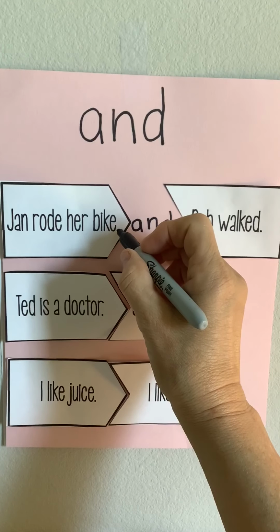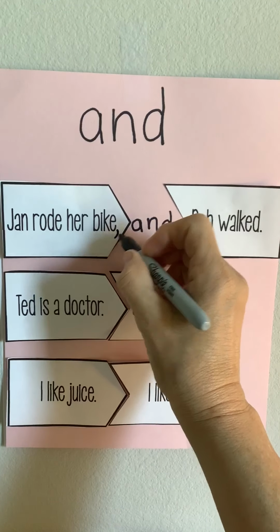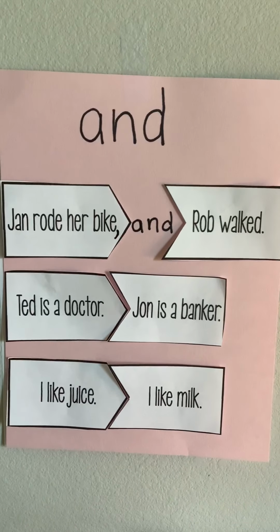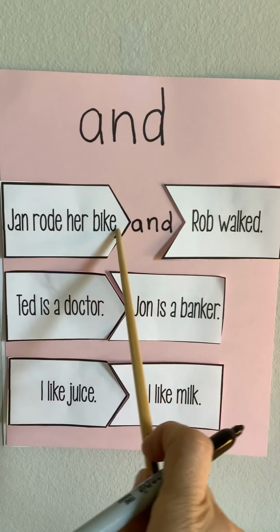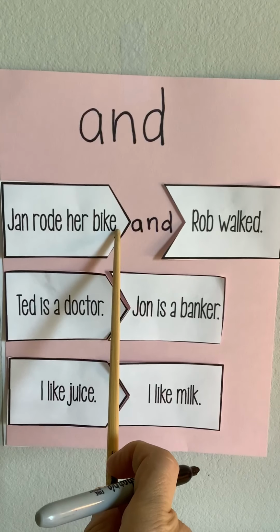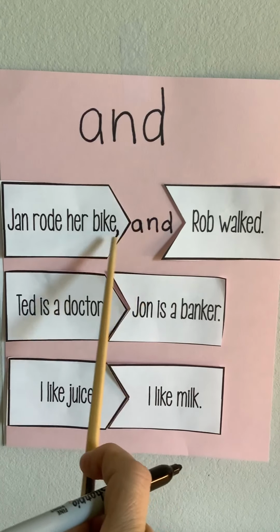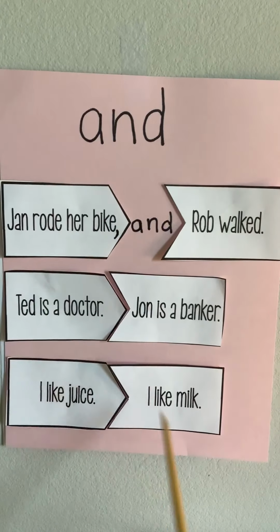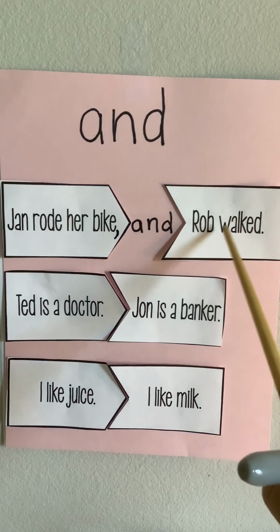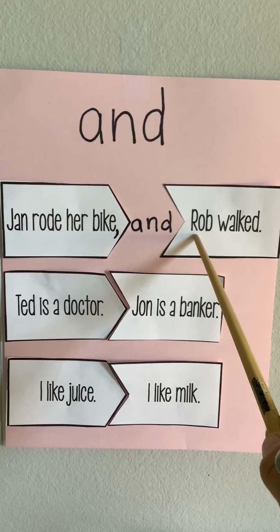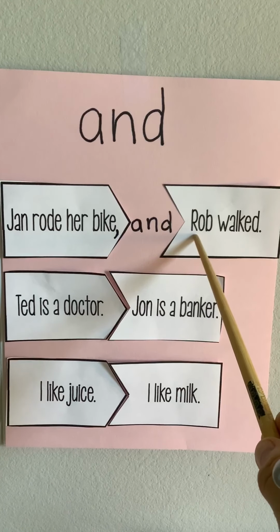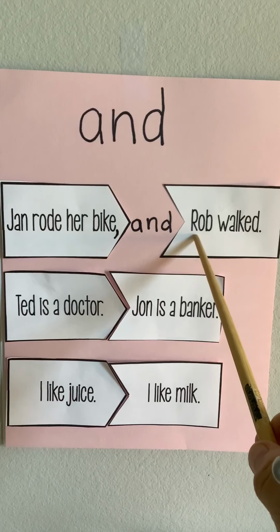Now, when you're using the word and, if you want to just take the period out, you can. Jan rode her bike and Rob walked. But if you want to use a comma, you can. Usually you just use a comma if you're listing 2 or more things. Okay, now what about the word Rob? Do we need to change it to lowercase? No. It's somebody's name, so we're going to leave it uppercase, all right?